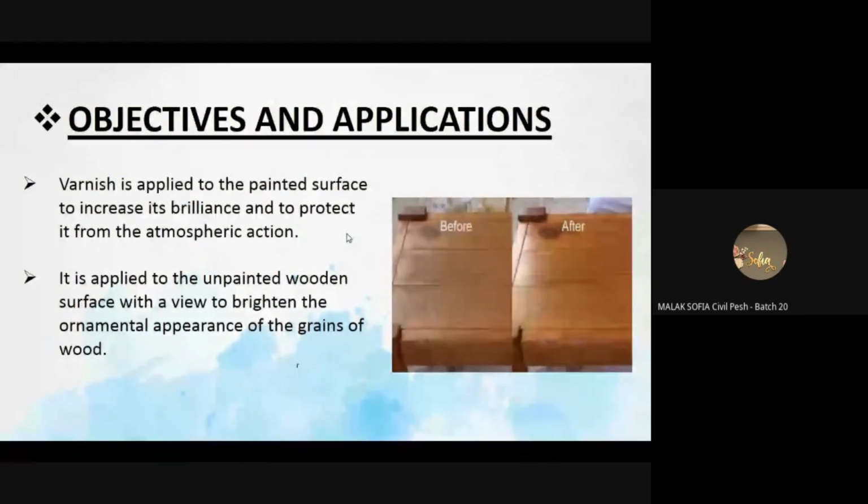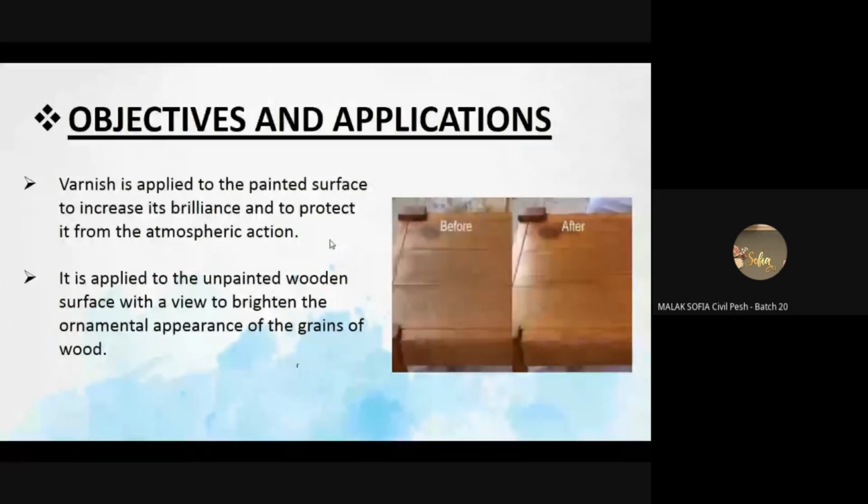It does not change the color, it just enhances the color of that particular thing. We sometimes paint wood, but once we paint wood, it hides the real color of wood. And in most woodworks, the color of wood is preferred in its basic form. Okay, varnish is applied to the painted surface to increase its brilliance and to protect it from atmospheric action. In this century, we are mostly concerned with aesthetic appearance, so varnish is used to increase its brilliance, meaning to brighten things.